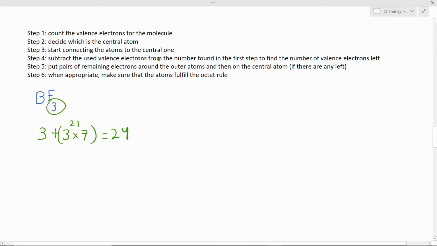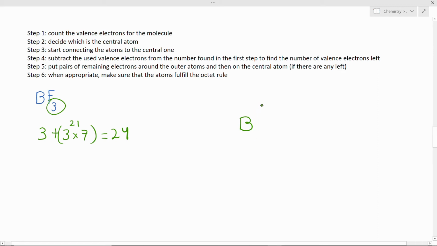Decide which is the central atom. Now, as we saw in the beginning, fluorine only likes to make one bond, just like hydrogen. And we know that boron likes to make 3 bonds. So we know that boron is going to be the central atom. And if you look on the periodic table, you will also notice that boron is the less electronegative atom here. So step 2 is done. Boron will be our central atom.